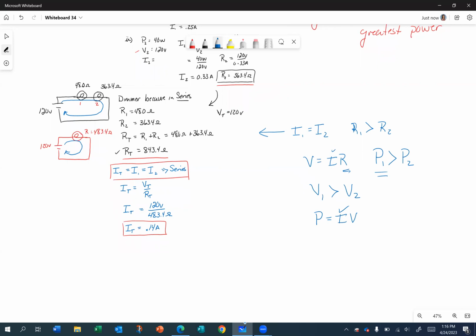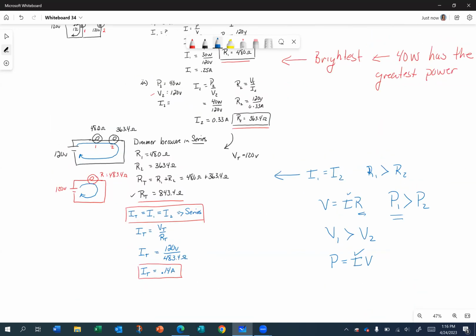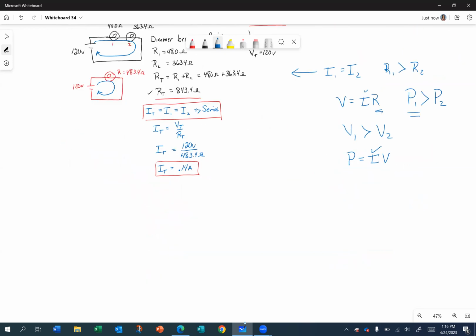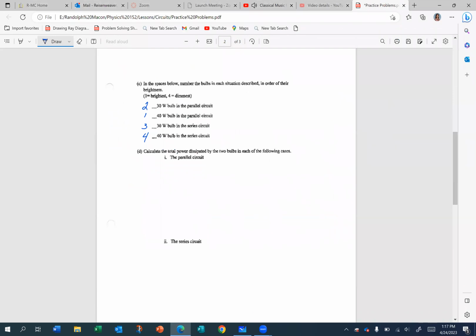And hopefully by explaining it this way, that makes some sense to you. All right, next part of the question. Calculate the total power dissipated by the two bulbs in each of the following cases. What was the total power in parallel, and what's the total power in series?